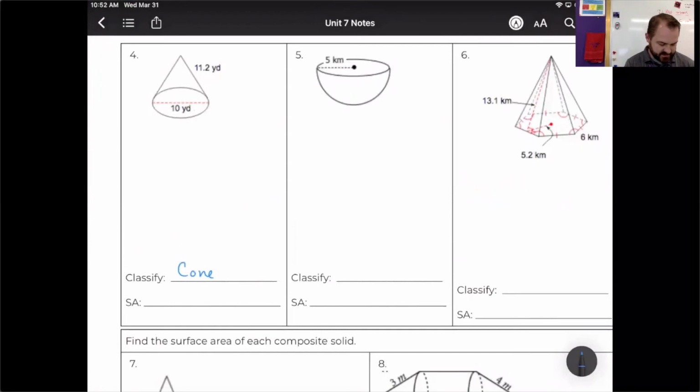Same as last time, this is not your radius, this is your diameter. I want you to pause the video, try this one on your own, see what answers you get, and then I'll show you what you should have.